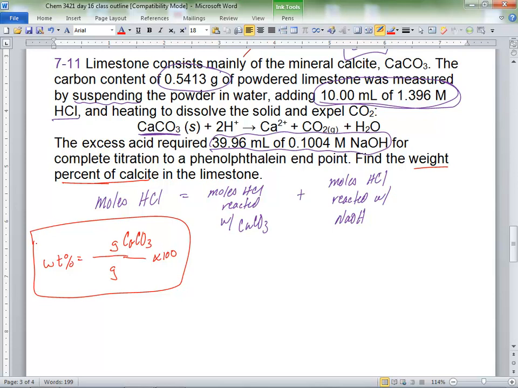Do we use all 0.5413 grams? Or did they take a little portion, do like we did in lab? Or did they titrate, they react with all 0.5413 grams? All of it, right? According to this, it looks like all of it. So you put down the whole number down here. Grams of the solid unknown, 0.5413. So we just have to get these grams of calcium carbonate. Okay?